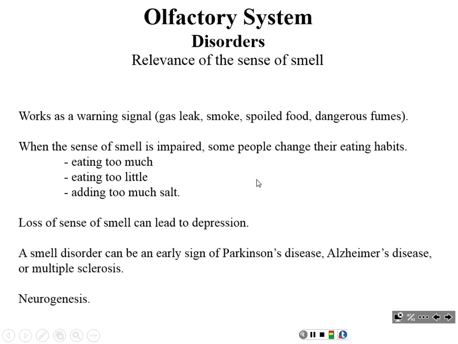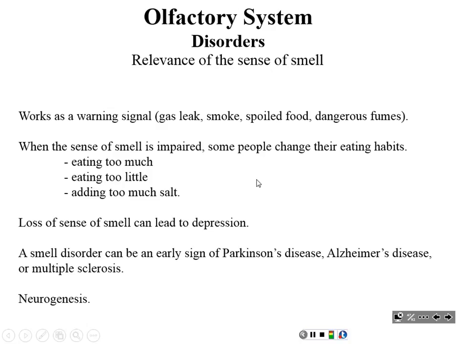What's the relevance of the olfactory system? It works as a warning signal. So we can detect there is a gas leak, smoke, spoiled food, or dangerous fumes because of our olfactory system. Okay? And when the sense of smell is impaired, a lot of people change their eating habits. I mentioned that, as when you're having a cold, food doesn't really taste, so you eat not that much, or you start adding more sugar or salt in order to compensate.